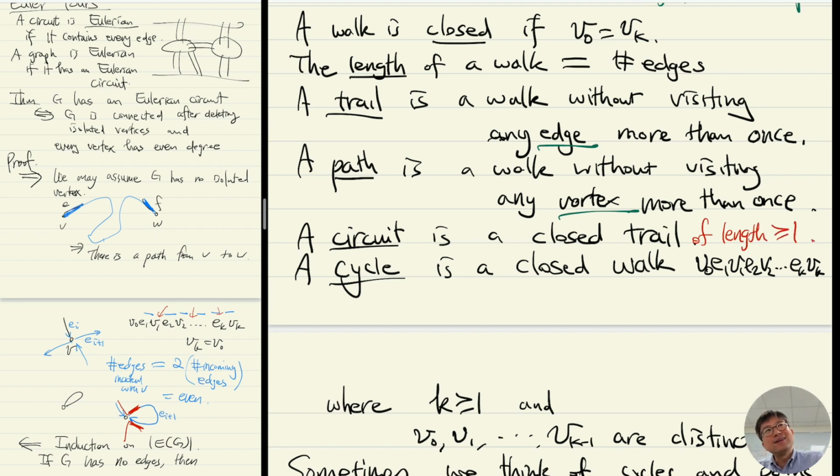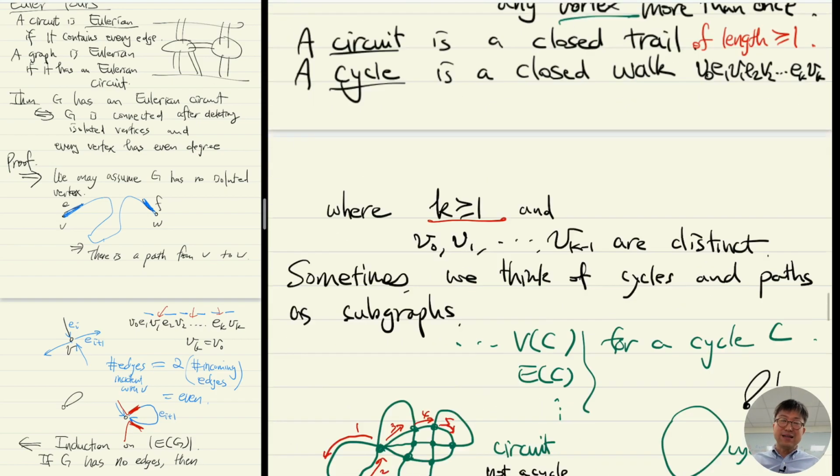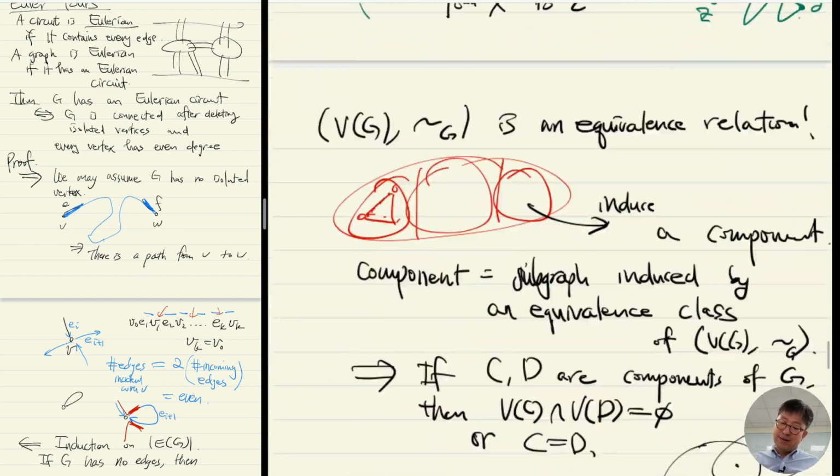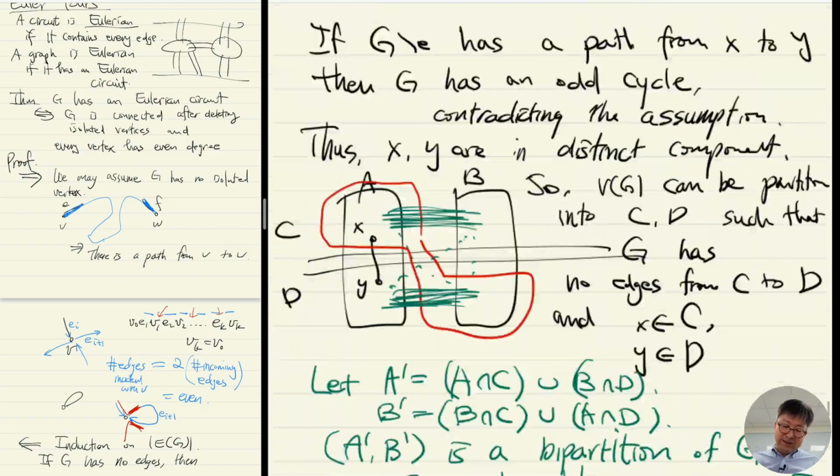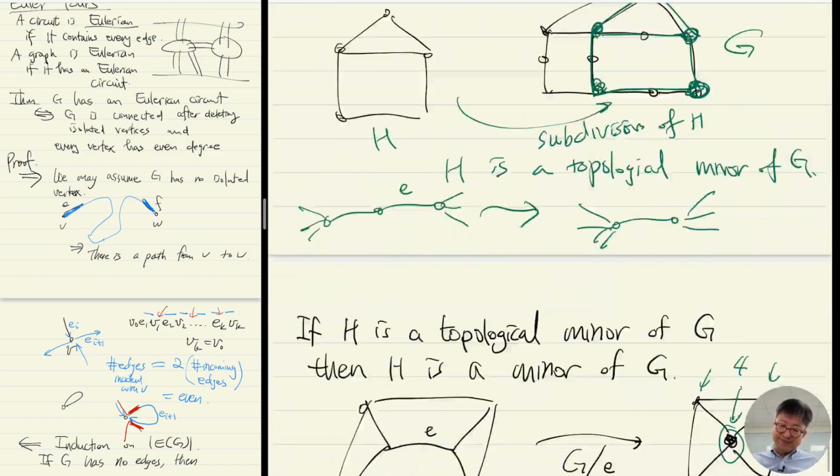Okay, a circuit should have a length of at least one, because otherwise every graph will have a circuit, and we don't want to say that every graph is a circuit. When we defined a cycle, we made sure that k is at least one, so it has to use at least one edge. Now, how do we fix the statement here?